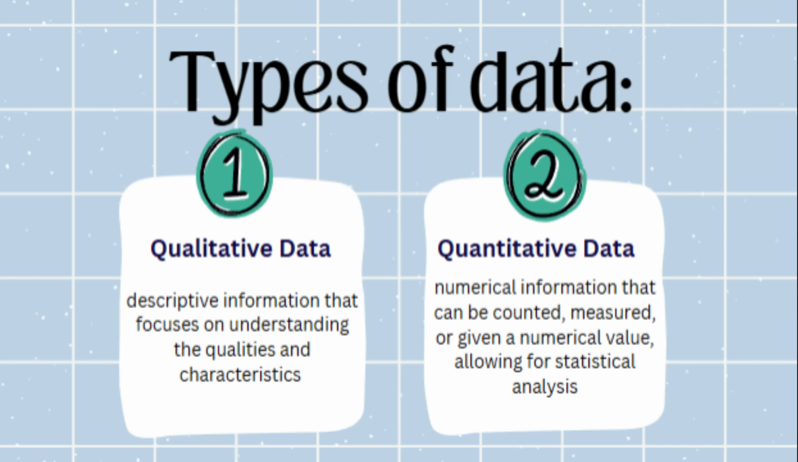For example, seeing which wavelengths are absorbed more or less helps us understand the properties of the substance, such as its color or chemical structure. Quantitative data is numerical. For example, the absorbance value at a specific wavelength. This tells us exactly how much light a solution absorbs and is used to calculate things like concentration.